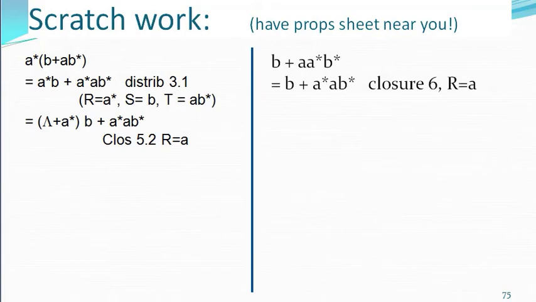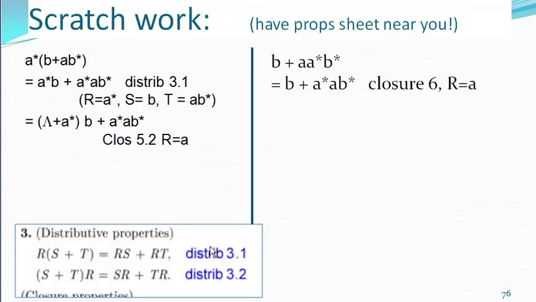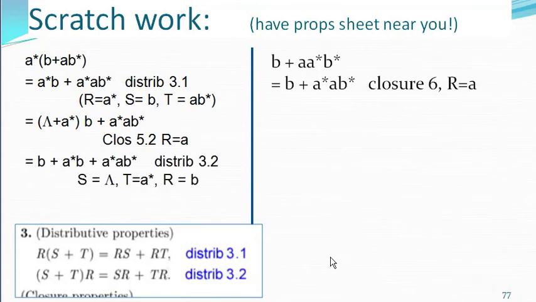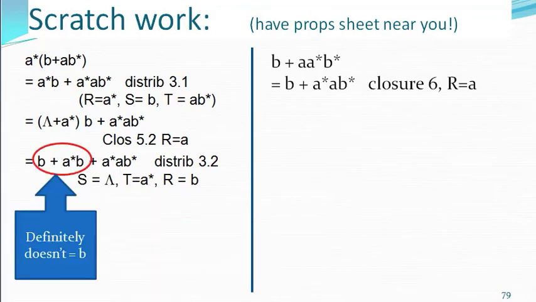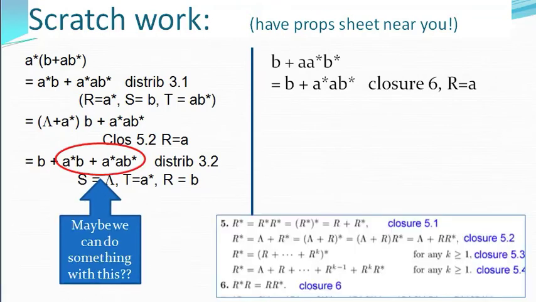But look, over here, it looks like I can use distributive again, right? That was my whole point when I did this in the first place. So let's look at this. I have something times B, so I guess it's going to be distributive 3.2 in this case, right? And so now I've got B plus A star B plus A star A B, and I'm kind of hoping maybe I could do something with this. For sure, this expression on the left is not equal to B. I'm kind of thinking maybe I can do something with this. I've got A star B and A star A B star. Maybe I can use the distributive property.